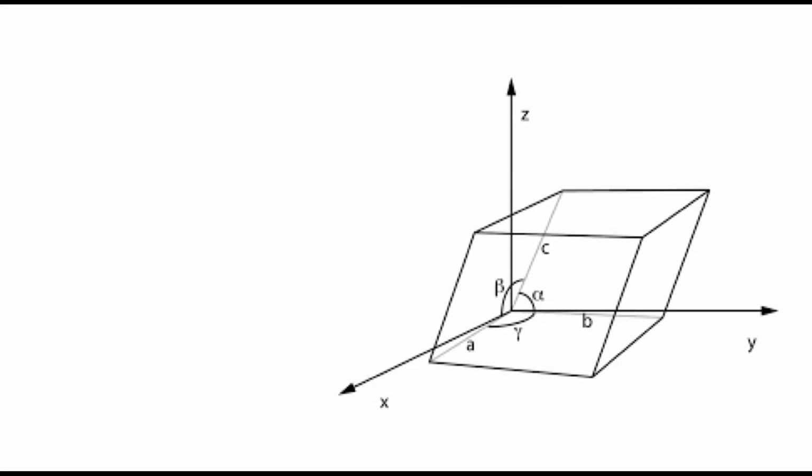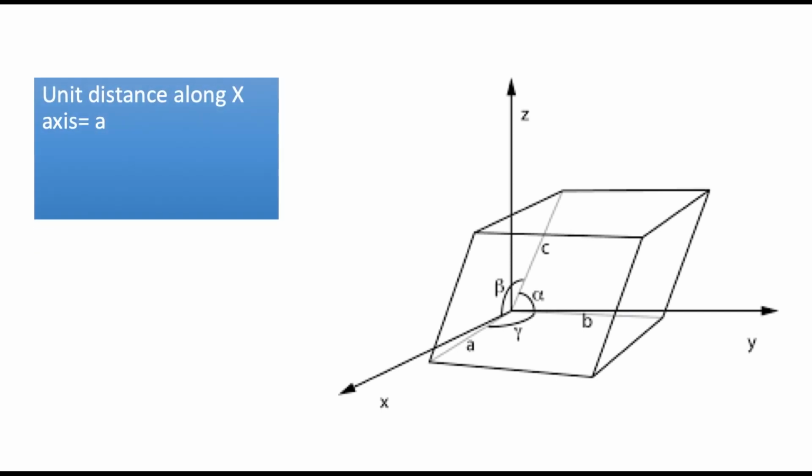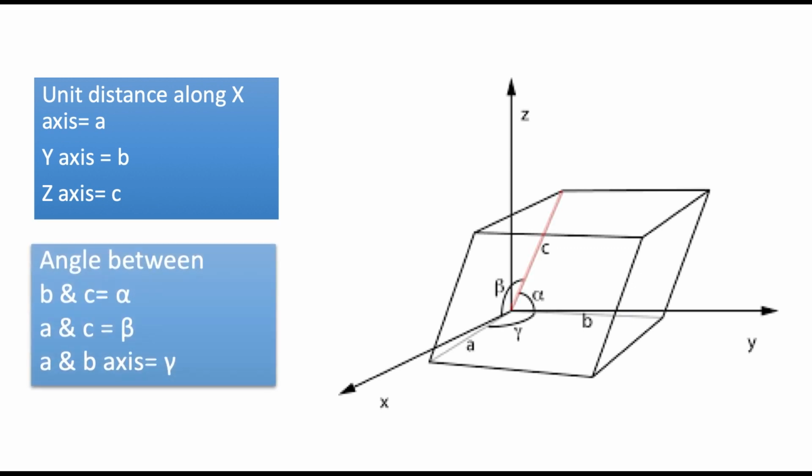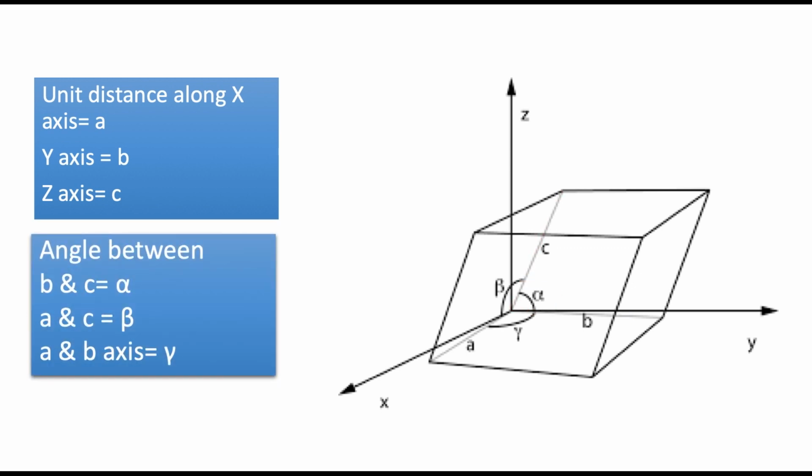Let us take this vertex of the unit cell as the origin of the 3 axes. The distance of this lattice point from the origin along the x-axis is the unit cell parameter a. The distance of this lattice point from the origin along the y-axis is the parameter b. Similarly, the distance of the lattice point along the z-axis is the parameter c. Now let us check the angles. The angle between b and c is alpha. The angle between a and c is beta, and the angle between a and b is gamma.